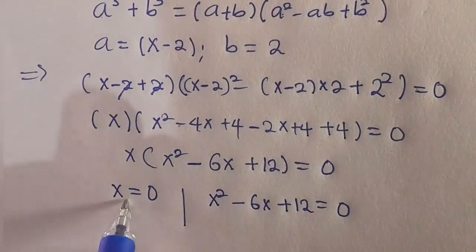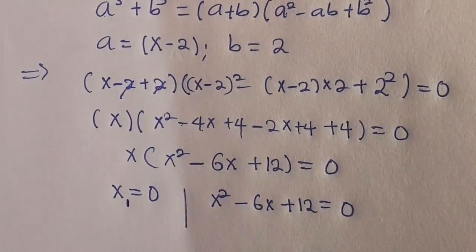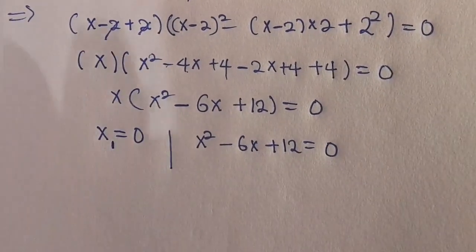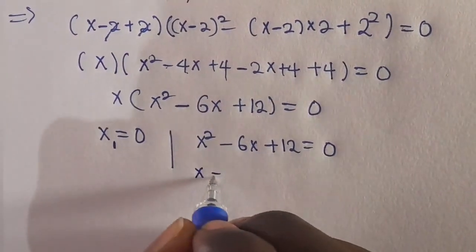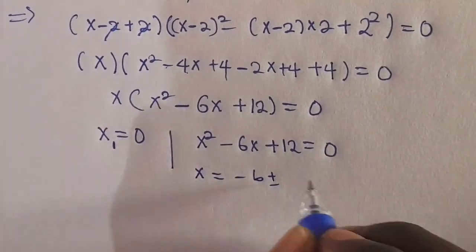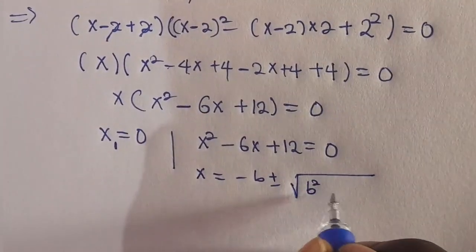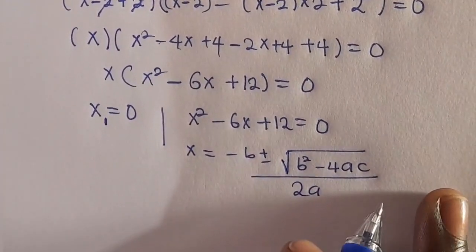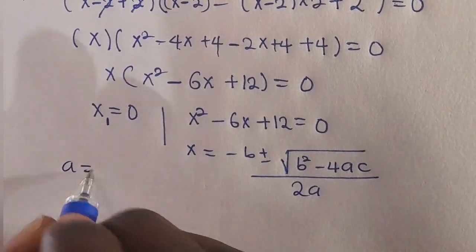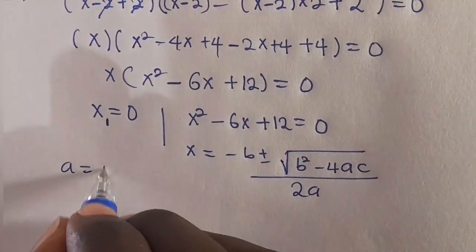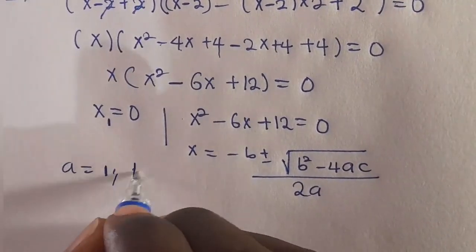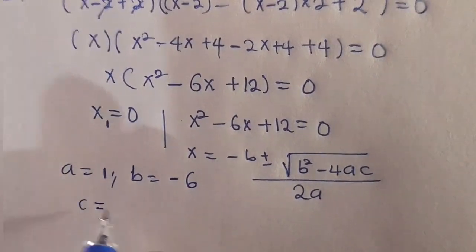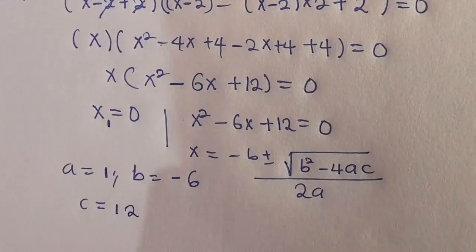So we can have this to be the first solution, that is x1. And to get the other values of x, let's use the formula x equals minus b, positive or negative, square root of b squared minus 4ac, all divided by 2a. So from here, a, the coefficient of x squared, is 1. Then b, the coefficient of x, equals minus 6. Then c, the constant value, equals 12.